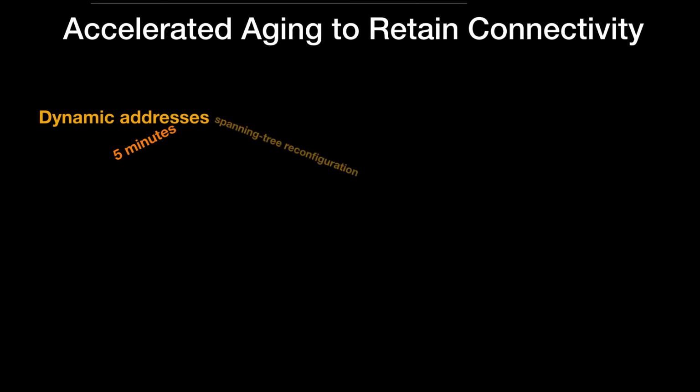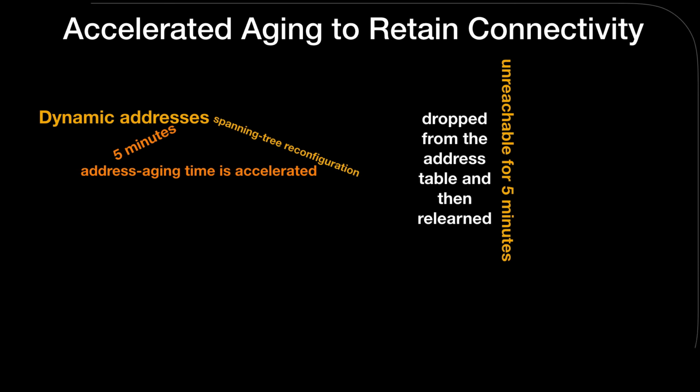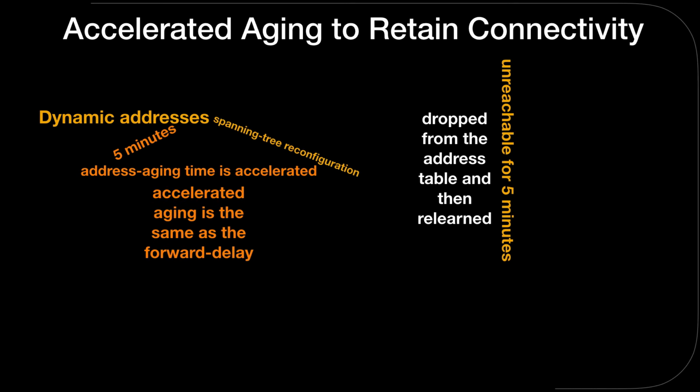Accelerated aging to retain connectivity. The default for aging dynamic addresses is 5 minutes, the default setting of the MAC address table aging time. However, a spanning tree reconfiguration can cause many station locations to change. Because these stations could be unreachable for 5 minutes or more during a reconfiguration, the address aging time is accelerated so that station addresses can be dropped from the address table and then relearned. The accelerated aging is the same as the forward delay parameter value when the spanning tree reconfigures.